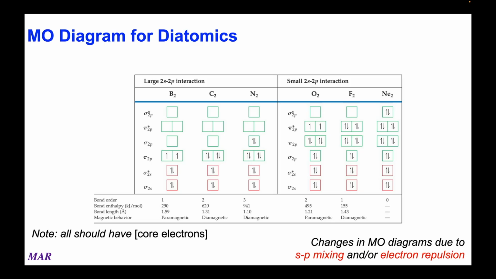The sigma is first, followed by the 2 pi orbitals. Then the 2 anti-bonding pi's follow that, and the sigma star follows that. So it's kind of a cool thing that happens.